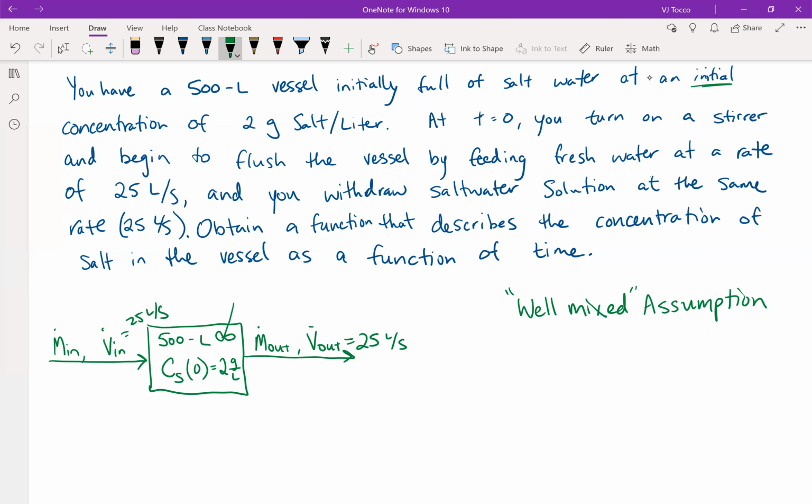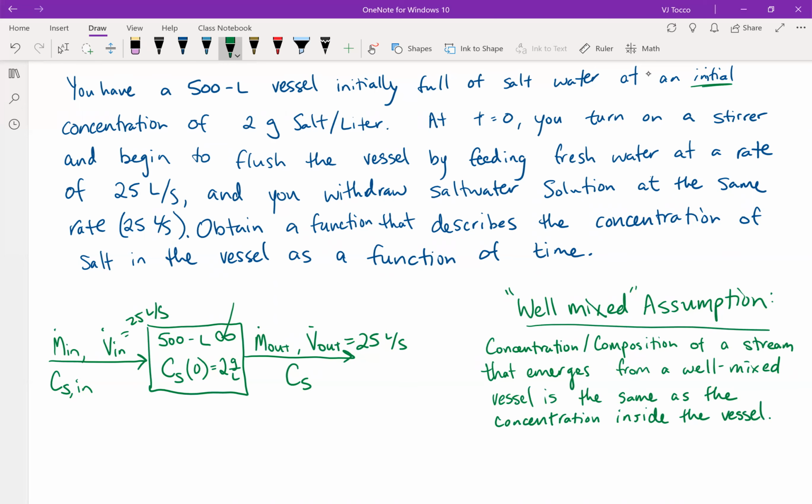That's the other thing I need to write in my diagram. I need to write what the concentrations of salt are that I have. So in my inlet flow stream, I'm going to call this concentration of salt CS in, and I'm going to call this CS. And the reason why I'm going to do that is because the well-mixed assumption allows us to say that the concentration of any outlet stream from a well-mixed vessel is the same as whatever the concentration is inside. So I just paused to write that definition.